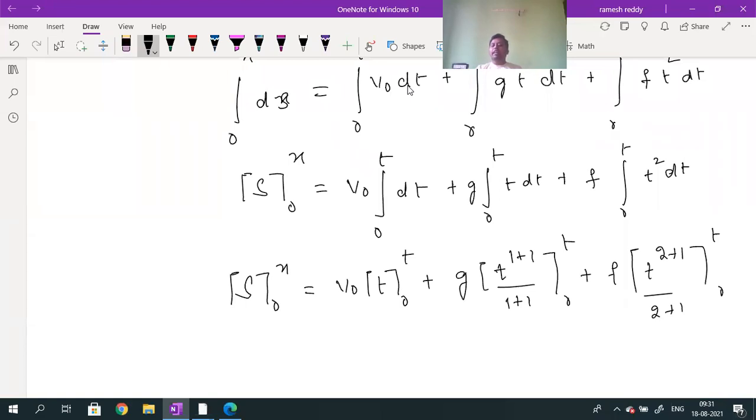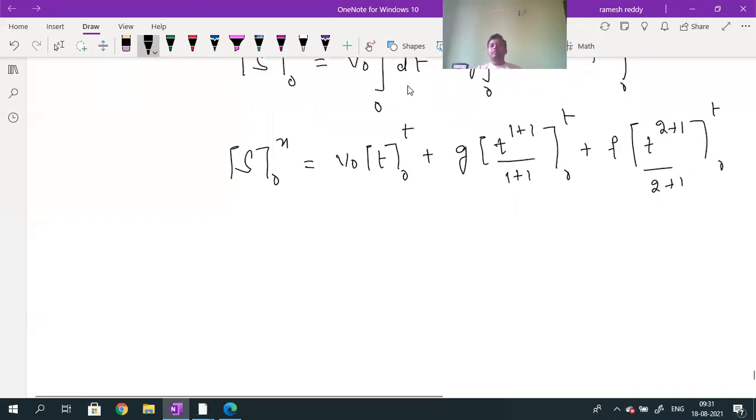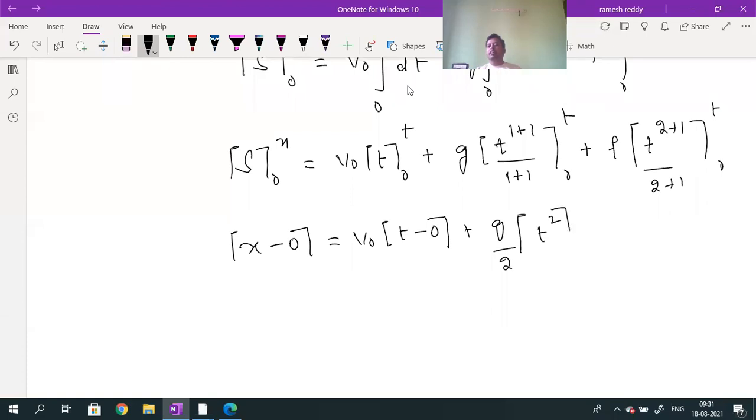Right? So now can I substitute the limits? How can I substitute the limits? Upper limit minus lower limit. So what is the upper limit value? x minus lower limit value 0. X minus 0 will be equal to v naught into upper limit t minus lower limit 0, plus g by 2, the denominator 2 I can write outside, into t square, upper limit t, lower limit 0, plus f divided by 3 into t cube, upper limit t, lower limit 0.